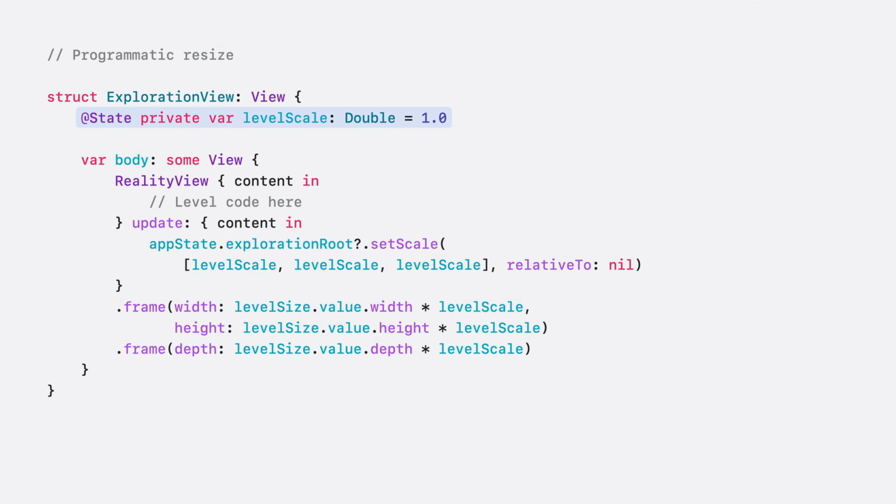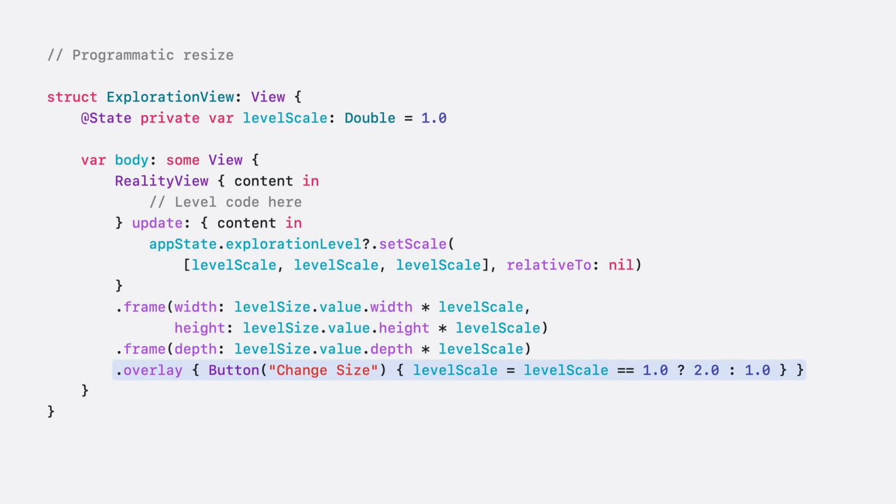To change the size of my volume programmatically, I add a new state variable for the scale. When I change the value of my scale variable, it updates the frame values of my view, and the volume will automatically resize itself to fit that new size. I also scale the RealityKit entity for the circular exploration level by that amount. Now I need a control to change the scale.